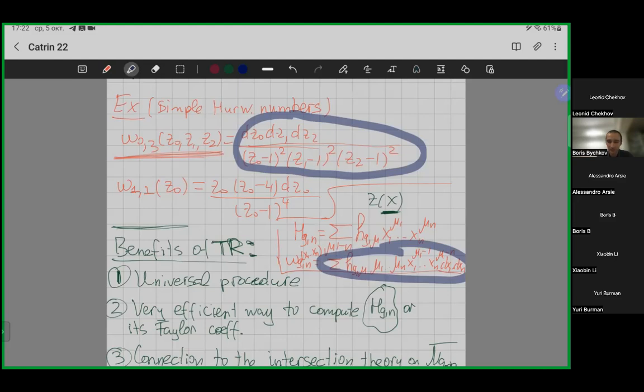So maybe I should also mention that these are connected Hurwitz numbers, right, Boris? Yes, it's connected Hurwitz numbers. Yeah.